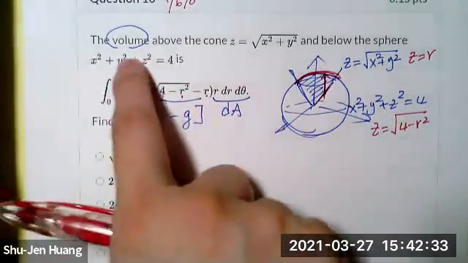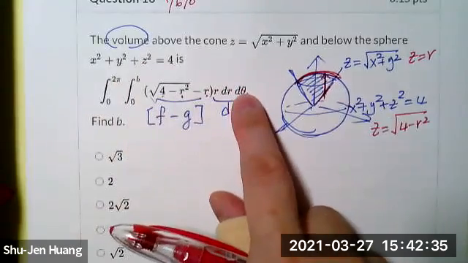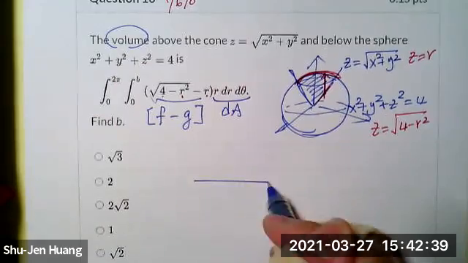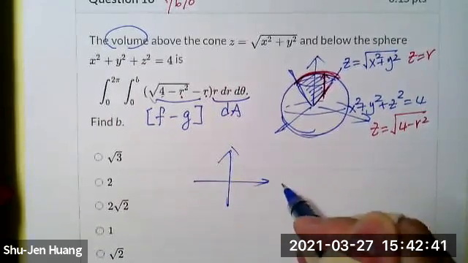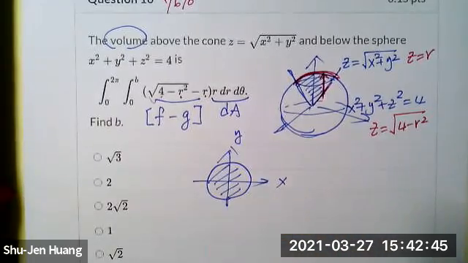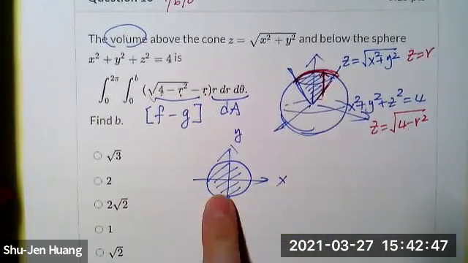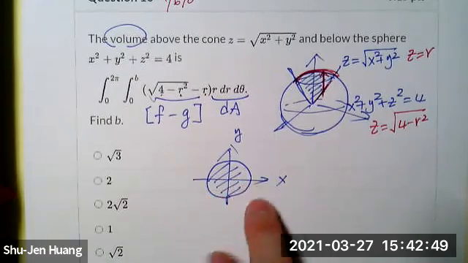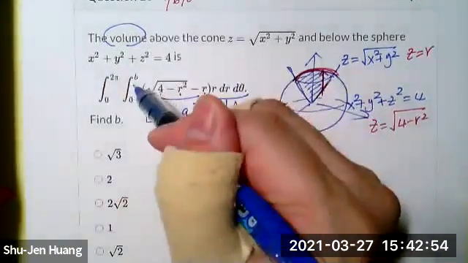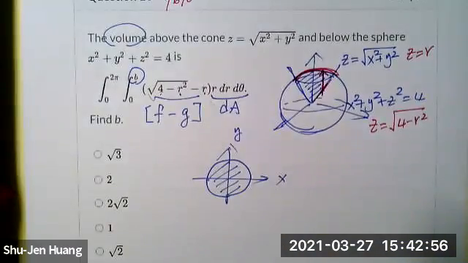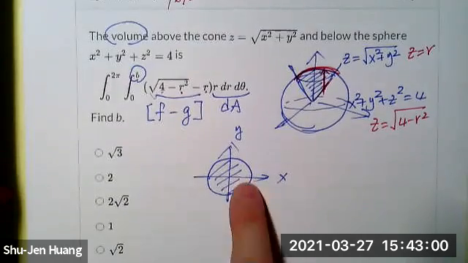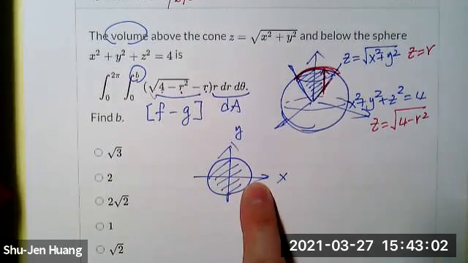And now we want to write down the bounds for the double integral. So we're going to do the projection onto the XY plane. You're going to get a circle. So this is the projection on the XY plane. But now the question is, as you can see here, we know it's a circle, but we need to find the upper bound for r. So we need to determine the size of the circle.